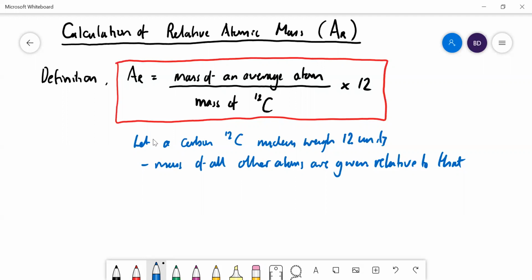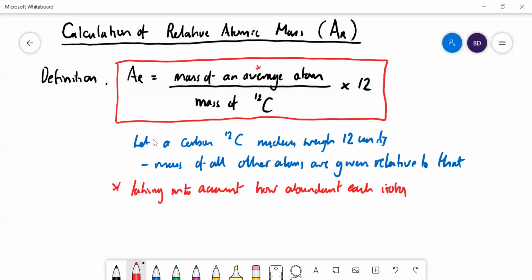Now, what's this bit here mean? Of an average atom. What's an average atom? That means, okay, taking into account how abundant each isotope is.